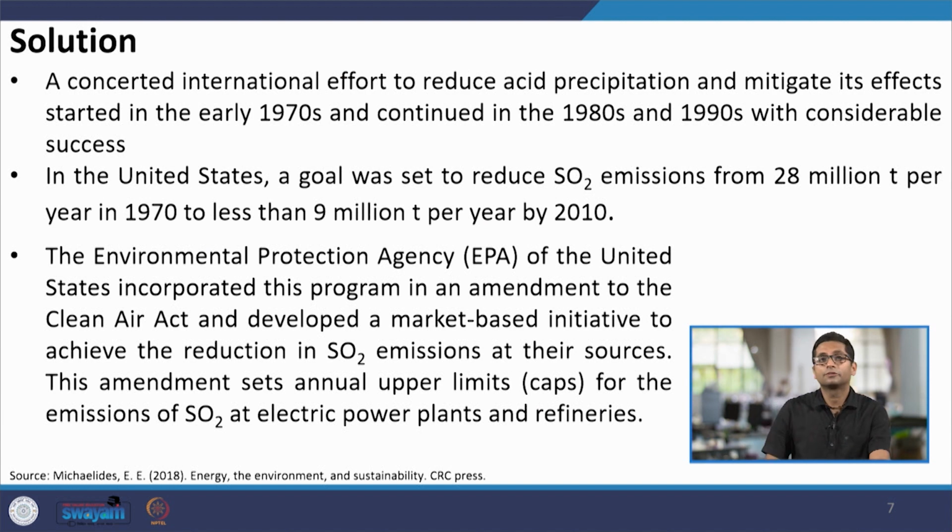So, what was the solution to this? The solution came into being. It started in the early 1970s and continued till the 80s and the 90s. So, it took around 20 to 30 years.